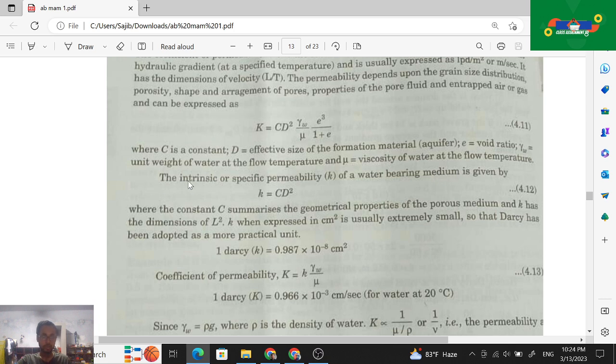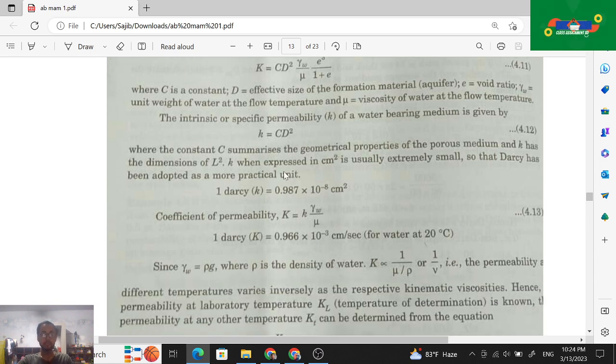The intrinsic or specific permeability K of a water bearing medium is given by K equal to C d square, where the constant C summarizes the geometrical properties of the porous medium, and the K has the dimensions of L square. K when expressed in centimeter square is usually extremely small, so that the darcy has been adopted as a more practical unit. 1 darcy means 0.987 into 10 to the power minus 8 centimeter square.